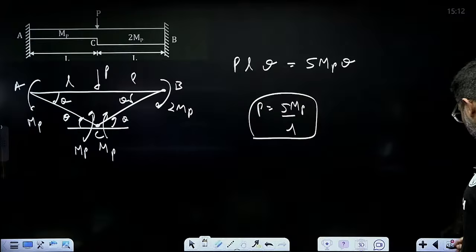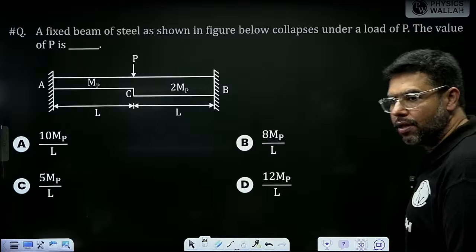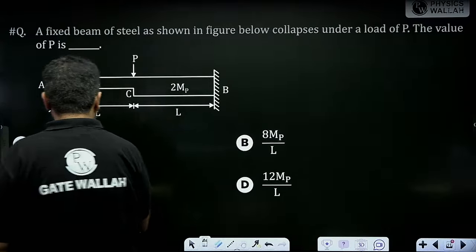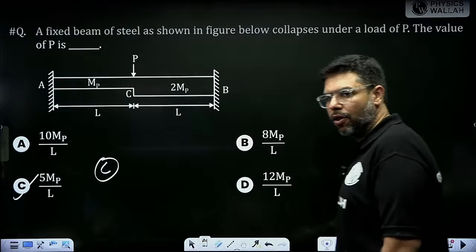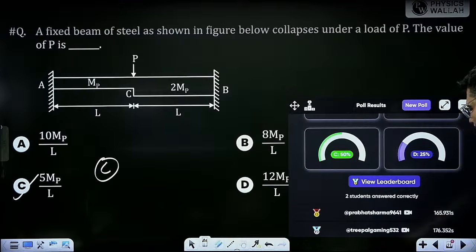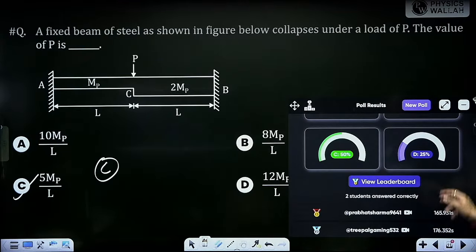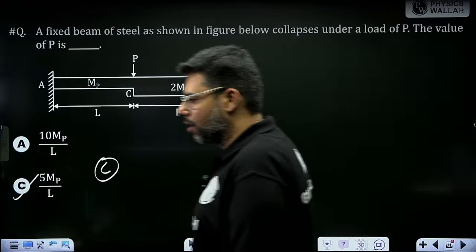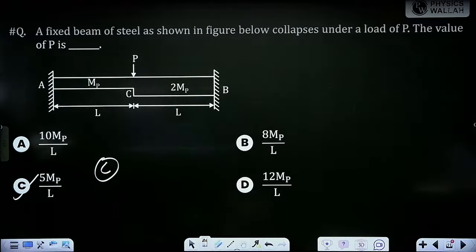So if you are giving me 5 MP by L as the answer, then it is very correct. That is C, not B or D. C was the correct answer. I don't know why you are giving me the wrong answers. Very simple question again. Few have given me, Prabhat and again Mr. Tree, Mangalam, whoever you are, have given me the correct answer. Rest of you, please attempt it.